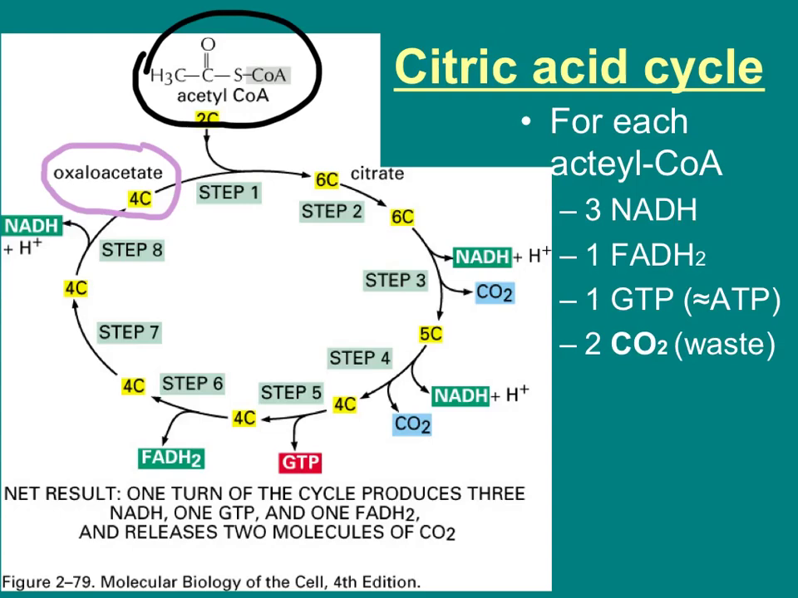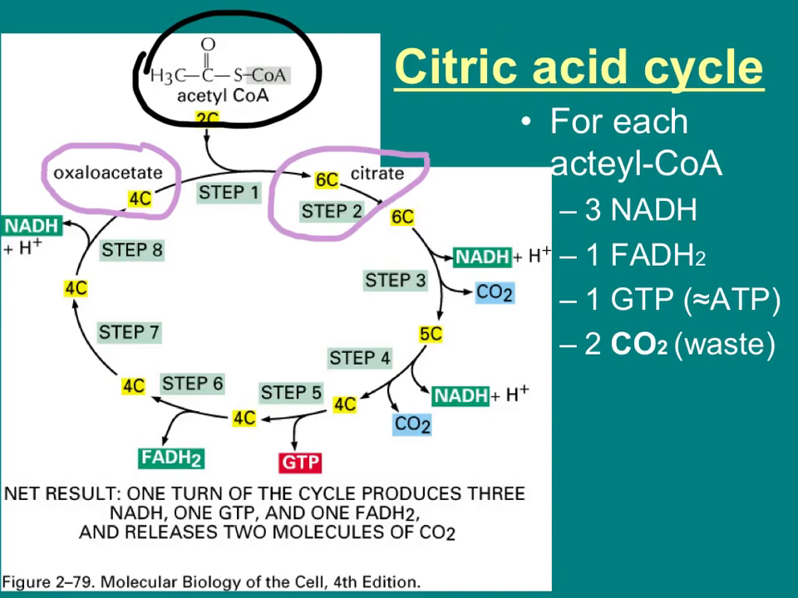I don't really necessarily care, but once again, this shows up on standardized exams, so it would just behoove you to kind of get it now. So if you're adding a four carbon to a two carbon, what do you get? Six carbon. Okay, we're going to make a six carbon molecule.